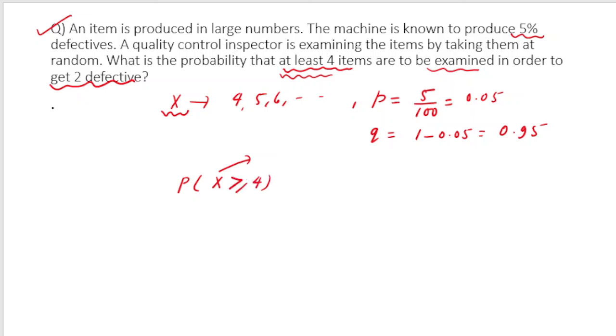At least 4 means the same thing, means we have to calculate the probability for x taking its value equal to 4 plus probability x taking its value equal to 5 plus probability x taking its value equal to 6 up to so on. So the inspector who is examining the item may be very unlucky and he has verified hundreds of items and he is not finding any defective item.